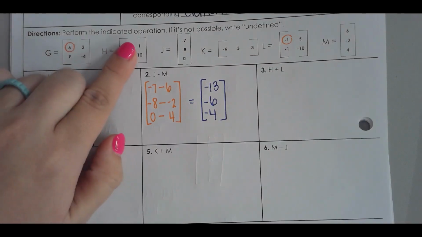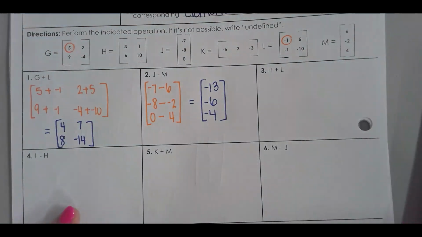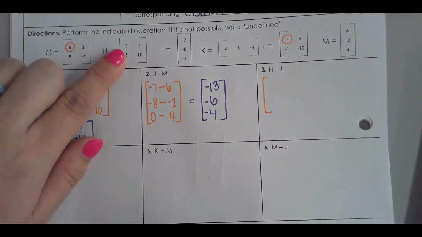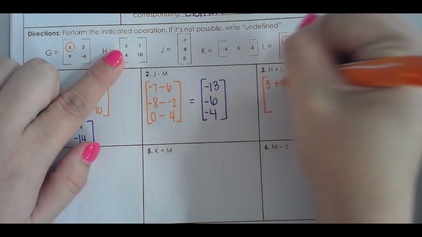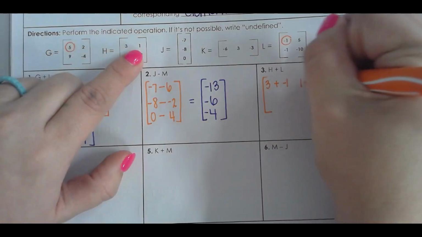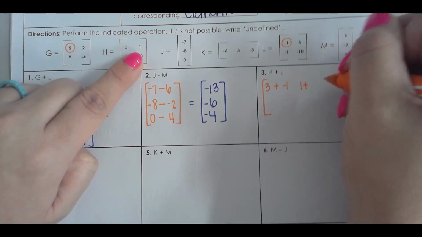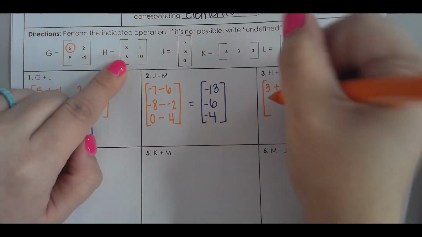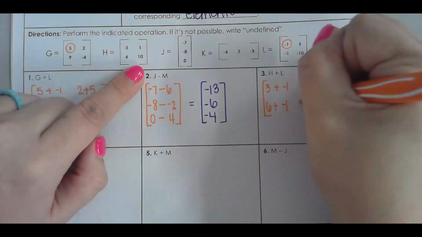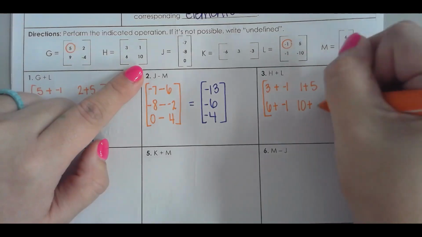H plus L. Can it be done? Yes, it can. 3 plus -1. 1 plus, what am I going to add to 1? 5. Okay. 6 plus -1. And 10 plus what? -10. Good.